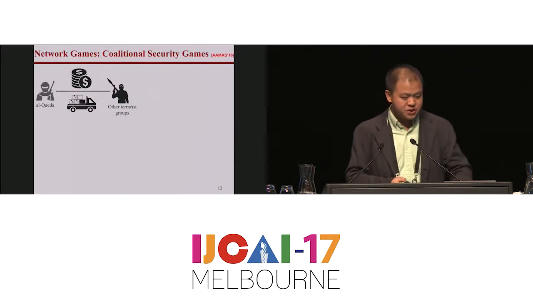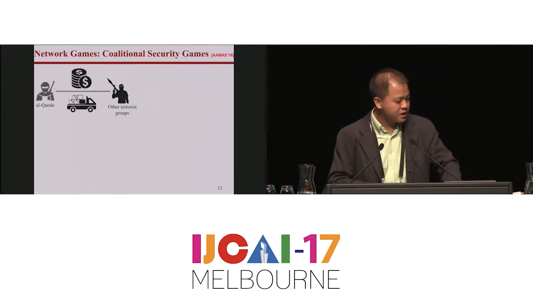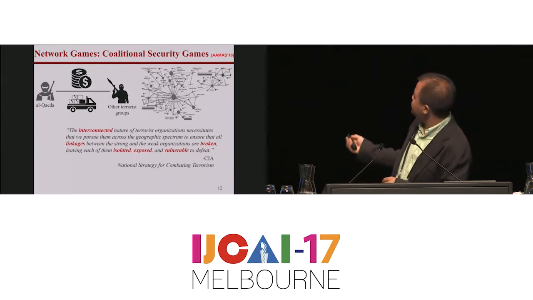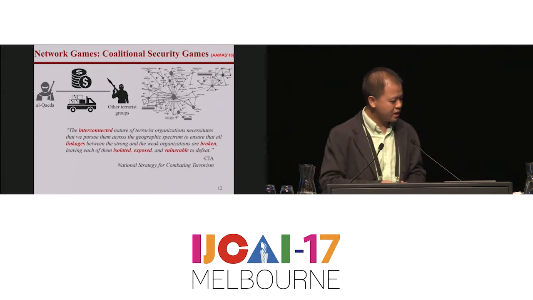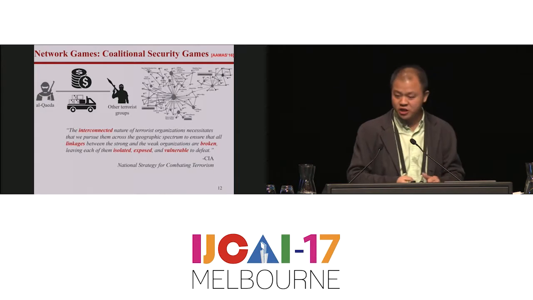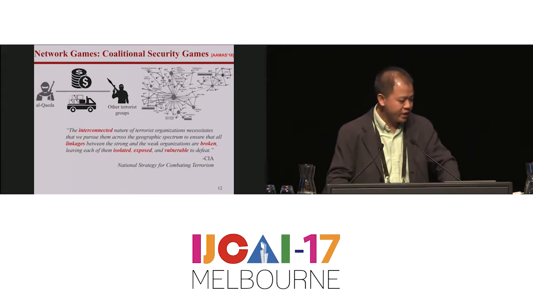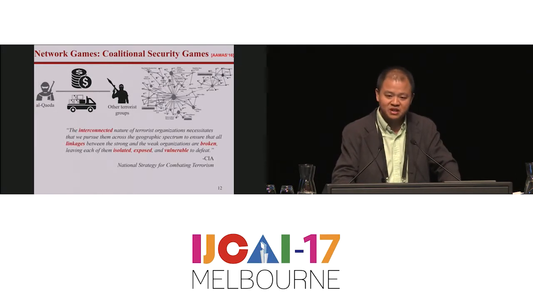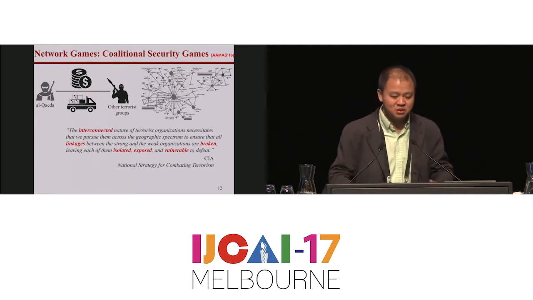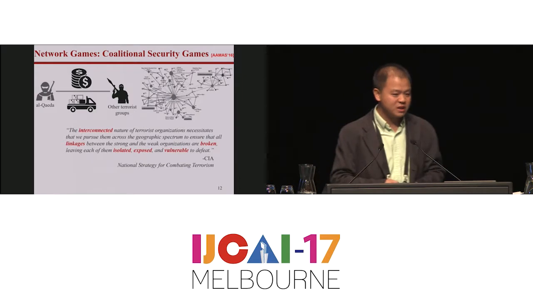Another problem we look at is something called a coalitional security game. This is a graph about terrorist groups in the world from the CIA. The CIA says the interconnected nature of those terrorist groups brings a big threat, and it's super important to break the linkage. But we don't have the power to break all the links. If we can only break a small number of links, which links should we break?